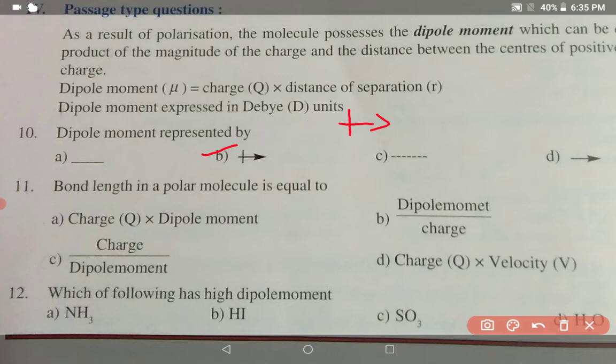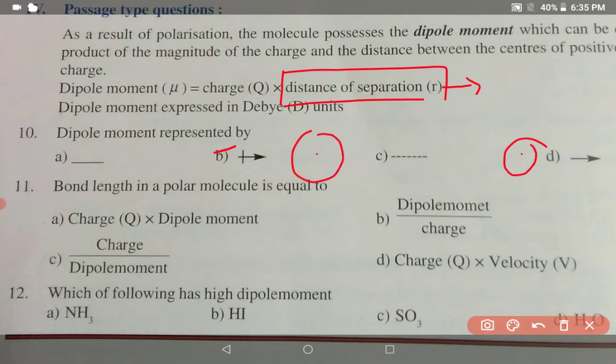Understood? Next, 11th one is bond length in polar molecule is equal to. Now they are asking the bond length in polar molecule. Now see this formula once. I will just show this formula. Now they are asking bond length, in the sense they are asking the distance of separation. Bond length is nothing but that, right? Now when there are two molecules, the distance from the centers is called the distance of separation. That is also called the bond length, right? How much the distance between those particular bonds is bond length only. So that is distance of separation.